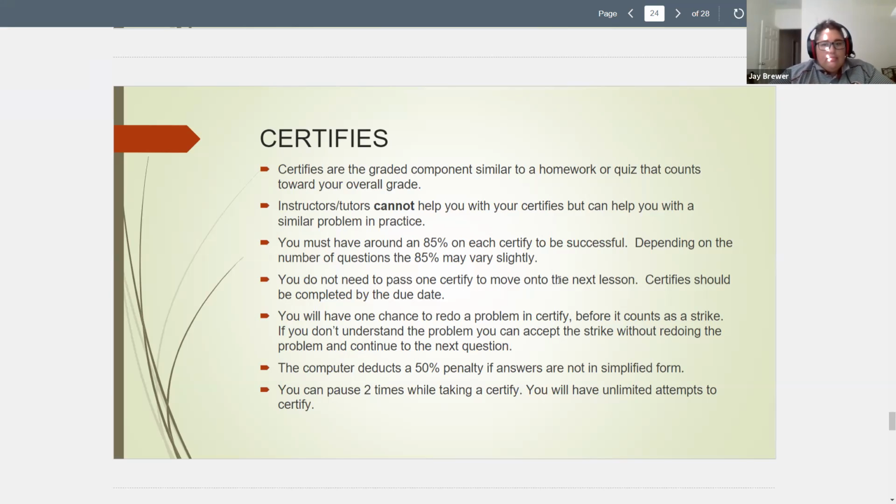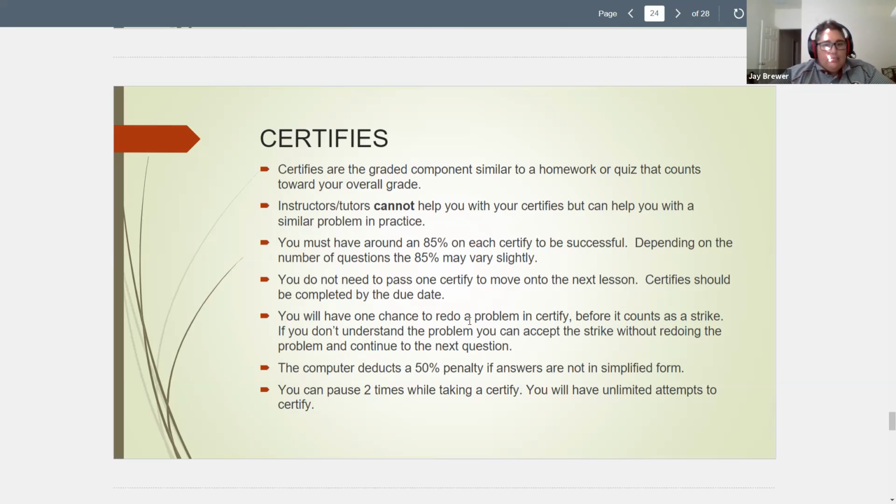So what this is telling you is that if you get stuck on a certify and you're really, really frustrated, you can move on to that next lesson, but just make sure that you're paying attention to your due dates, because then you want to have that certify done by the due date.